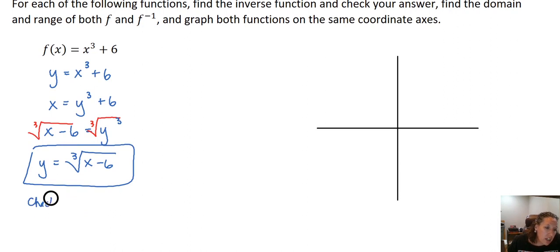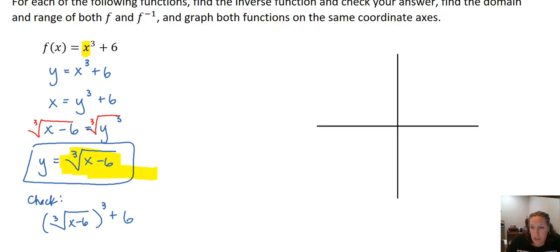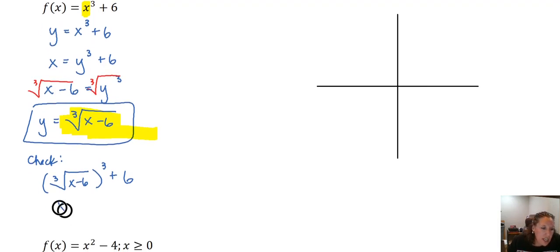So if we check, we want to make sure that x, cube root, we're going to take all of this and plug it in for our x here. And so that's going to be the cube root of x minus 6 quantity cubed plus 6. That's going to simplify to just x minus 6 inside the parentheses plus 6, which is x, and that works out.